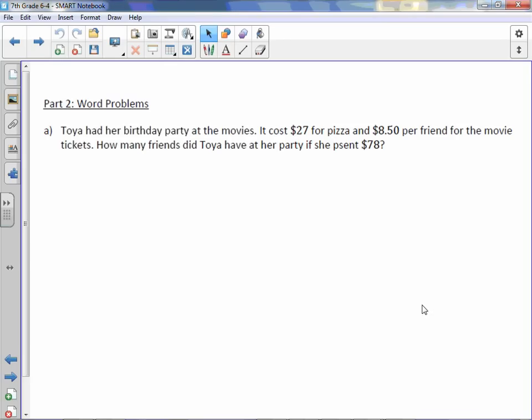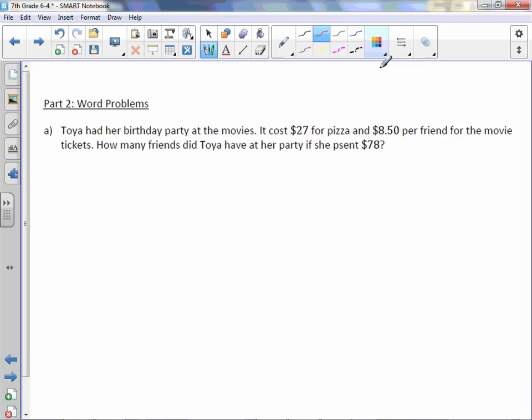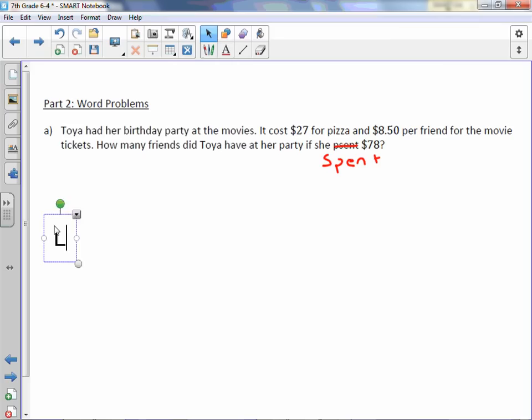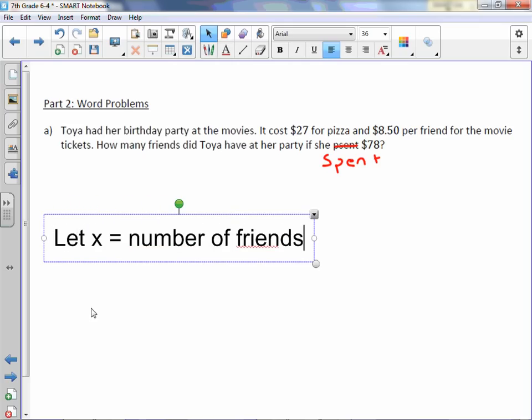Toya had her birthday party at the movies. It cost $27 for pizza and $8.50 per friend for the movie tickets. How many friends did Toya have at her party if she spent $78? So we have an unknown. So let's make our let statement. We don't know how many friends. So let x equal number of friends.